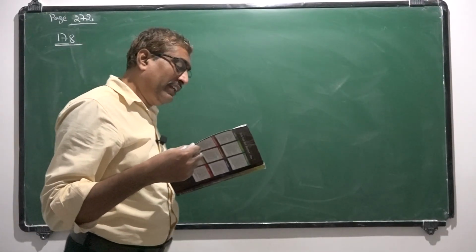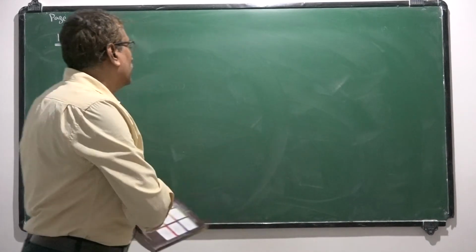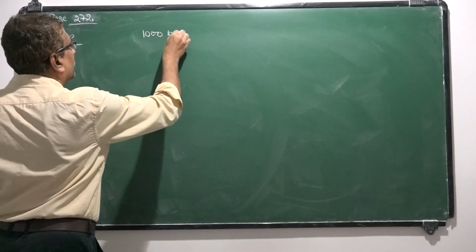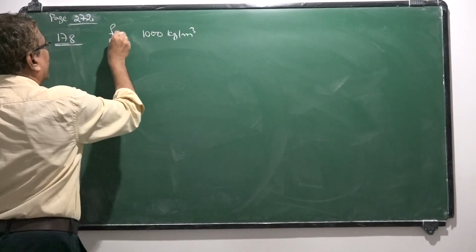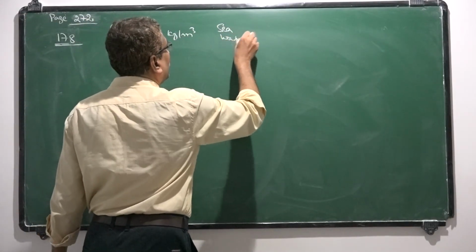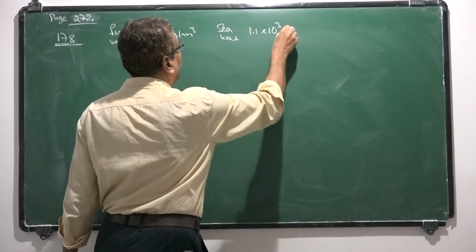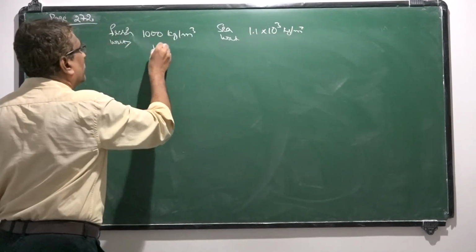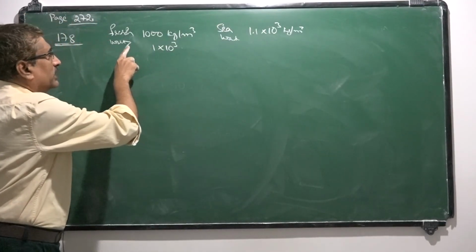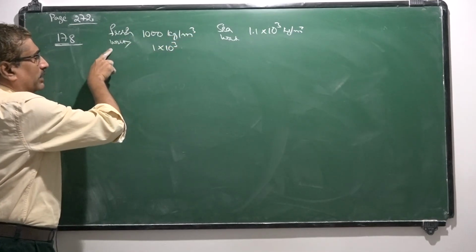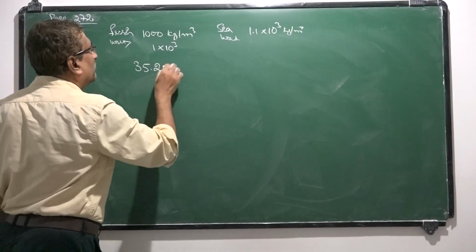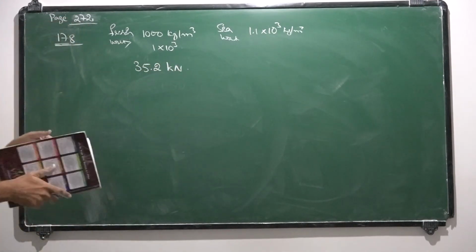A boat floating in fresh water of density 10 cube. So the density of water is 10 cube, given like this. This is given for fresh water, and sea water is given as 1.1 into 10 cube. So write this also as 1 into 10 cube. Okay. Now this is the density of fresh water, this is sea water. Now when the boat is floating on this fresh water, it displaces water of weight 35 kilonewton. This is given.